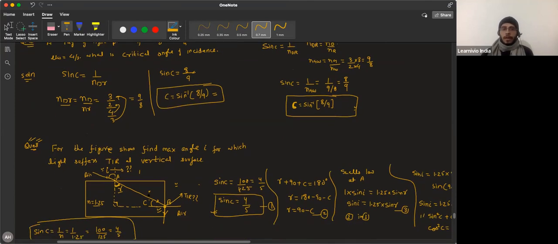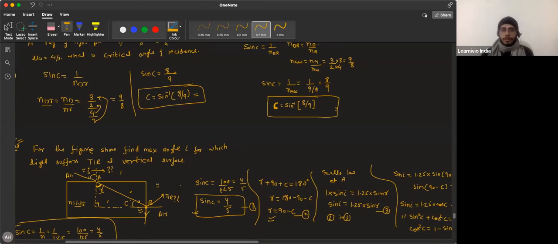The next is angle of refraction plus 90 degrees plus C is 180 degrees. So R is 90 minus C. That's the angle of refraction. Now I have to relate this R and C. It's a right angle triangle. In this right angle triangle, the sum of all three angles is 180 degrees. So R plus 90 plus C is 180, so R is 180 minus 90 minus C, or R is 90 minus C.